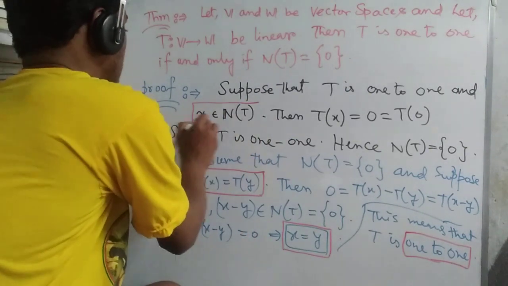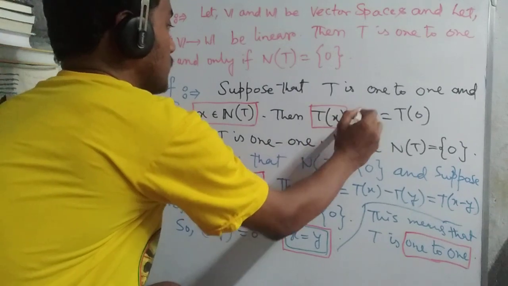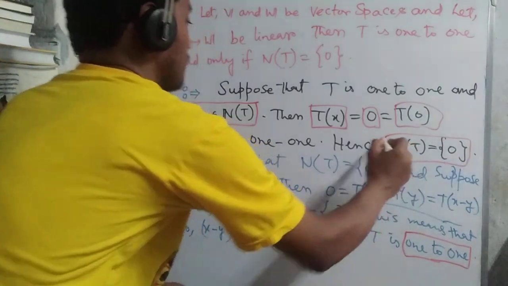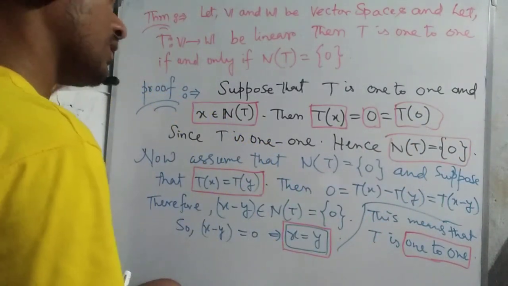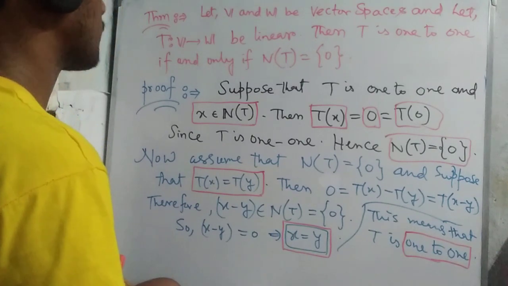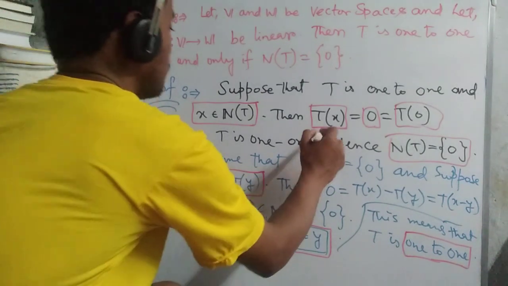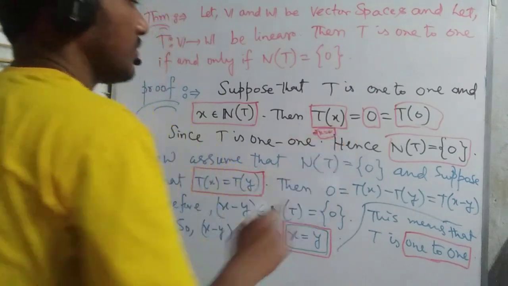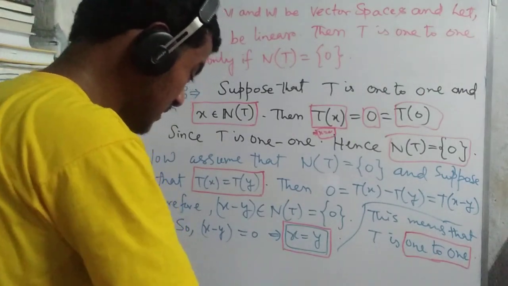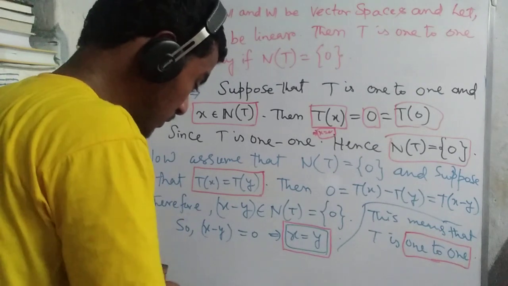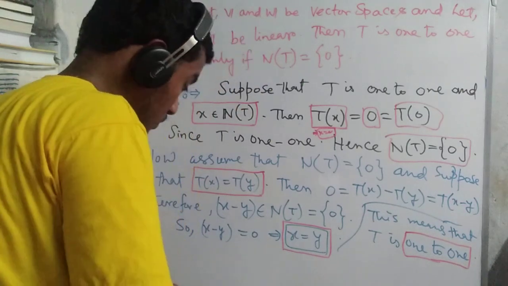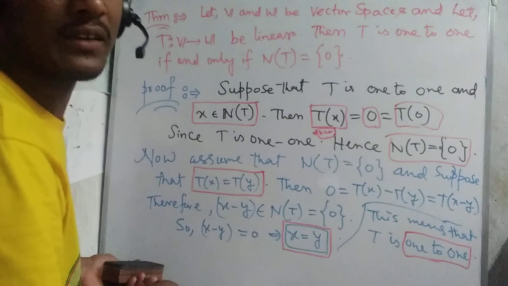Here x belongs to NT implies Tx equals 0, which equals T0. Since T is one-to-one, x equals 0, so NT equals 0. In this way we also prove that. Now we erase that portion and go on to further discussion of another theorem related to that topic.